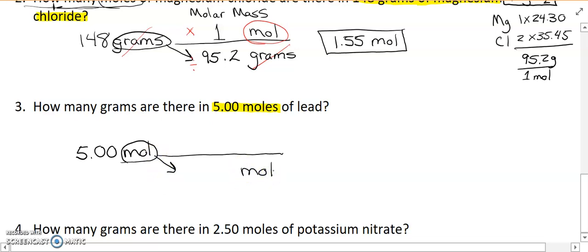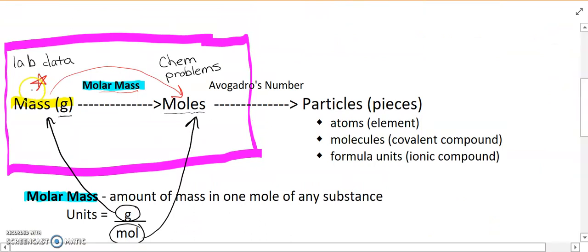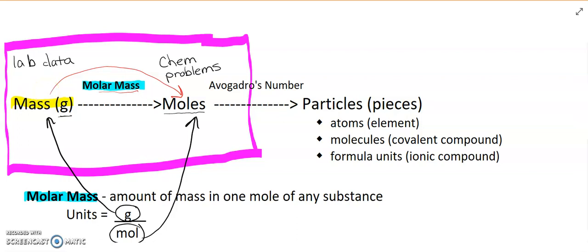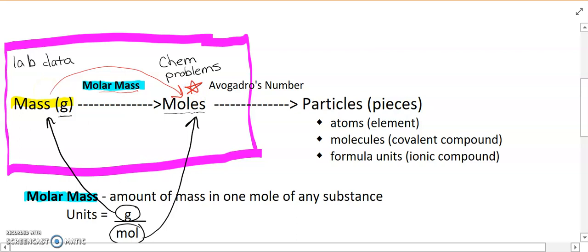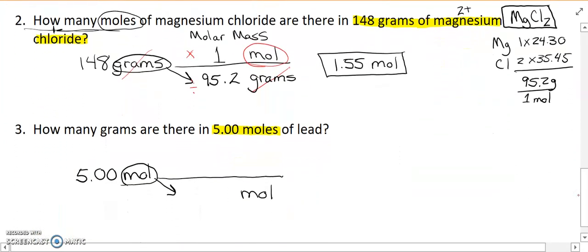So this time when I go up to my flowchart, I am no longer going to be starting with mass. Now I'm going to be starting with moles. And my arrow is going to be flipped in the other direction. I am still going to be using my molar mass. It's just my molar mass is going to flip around on me. If I take a look at problem number 2, moles is on the top. Well, now I want to get rid of moles because I'm starting with moles, and this unit always goes on the bottom. Well, this is still going to be my molar mass.